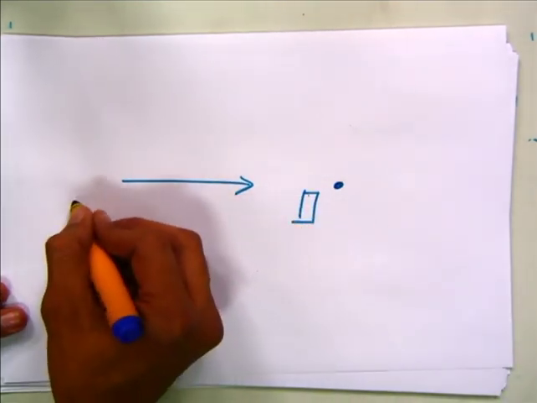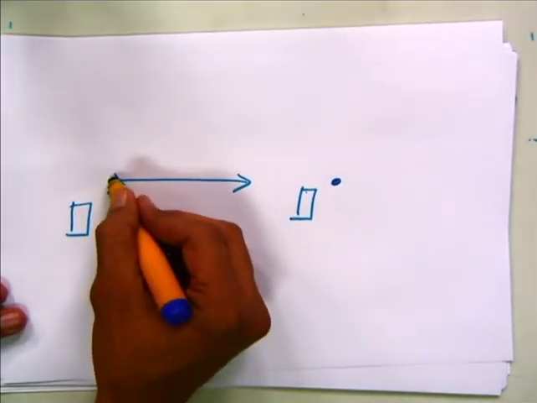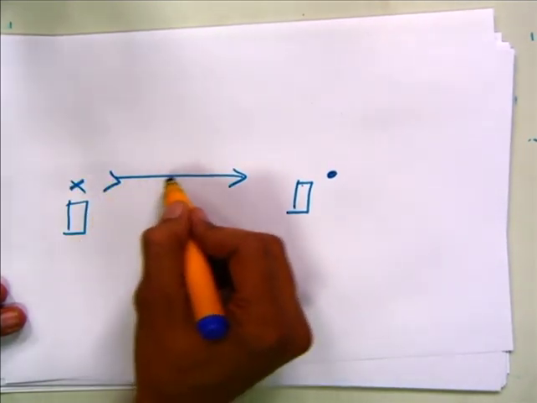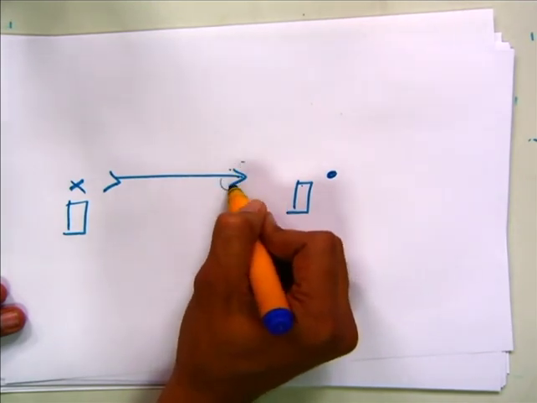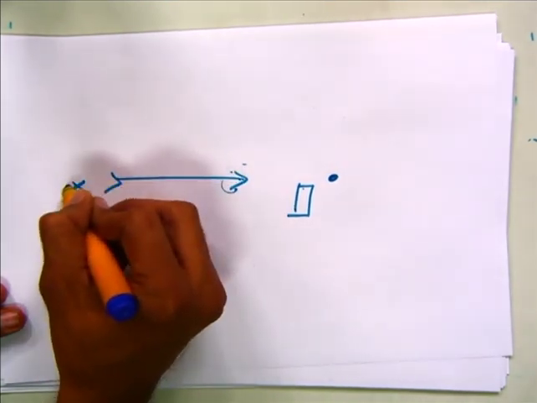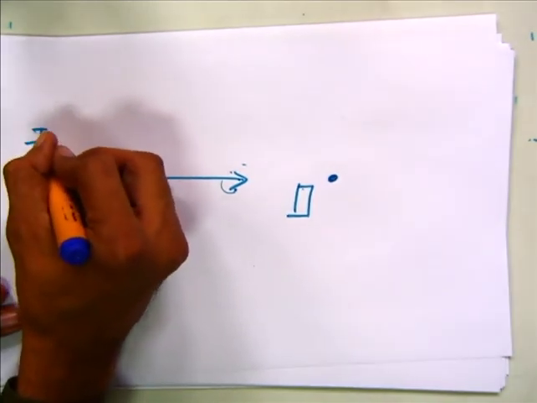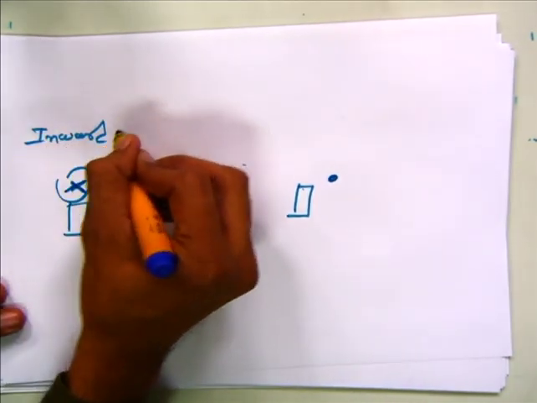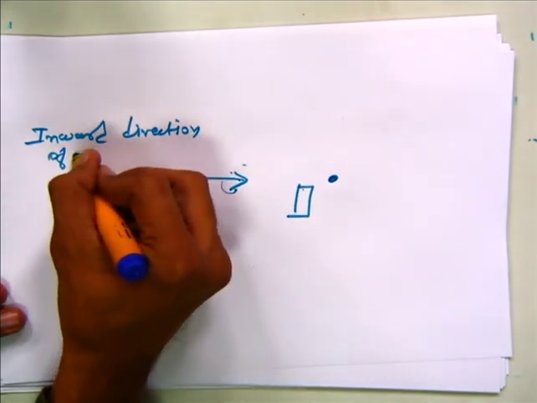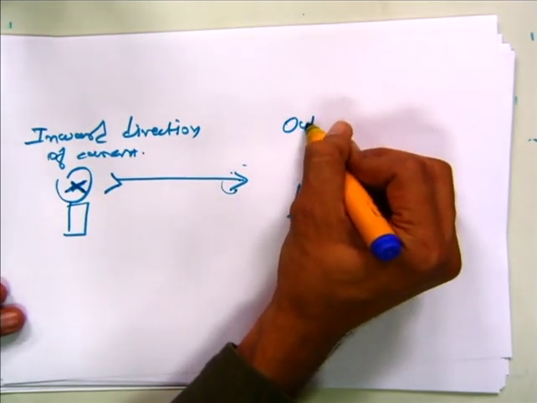But suppose I am sitting at this point and the arrow is like this, then I am observing the arrow as a cross. So if my direction of current I am considering as the arrow, if my direction of the current is inward, at that time I am saying that it is a cross. That is the inward direction of the current.